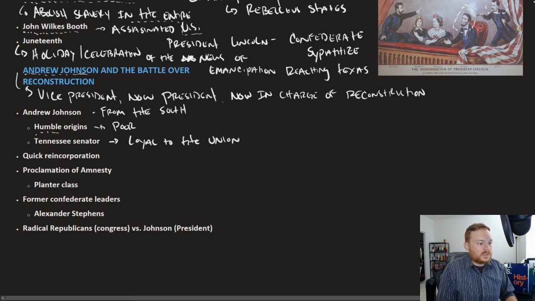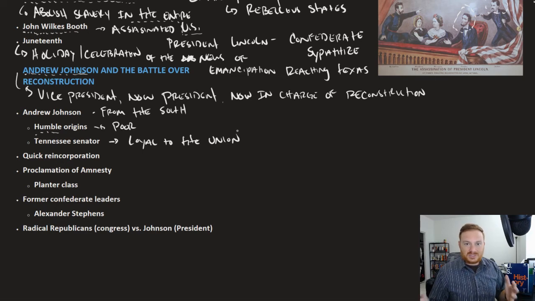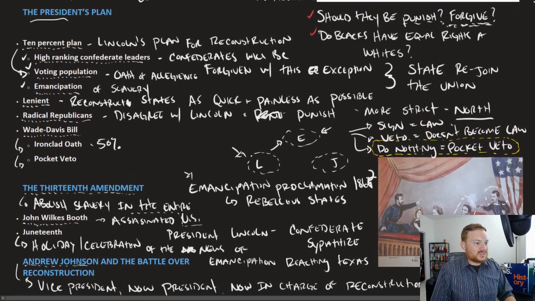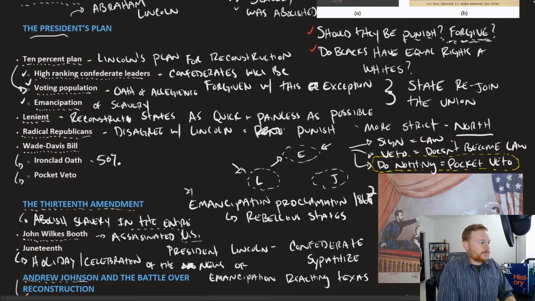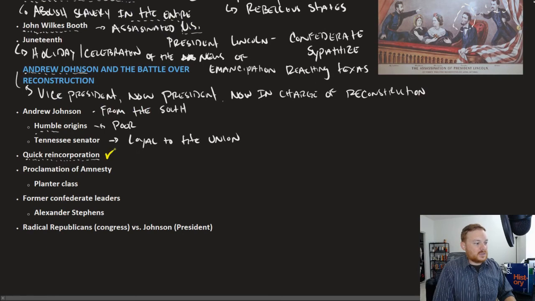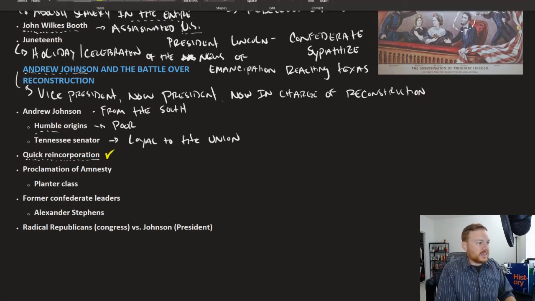And in fact, that's why Lincoln chose him to be a vice president, because by choosing a loyal Southerner, that was showing a pathway towards reconciliation. That was a good sign for the country, so to speak. Johnson, like Lincoln, favored a quick reincorporation. So to go back to essentially what Lincoln wanted for Reconstruction, this idea that you're going to reconstruct the states as quick and painless as possible. That is more or less the same sentiment that is held by Andrew Johnson as well.